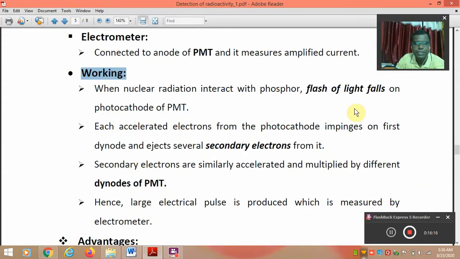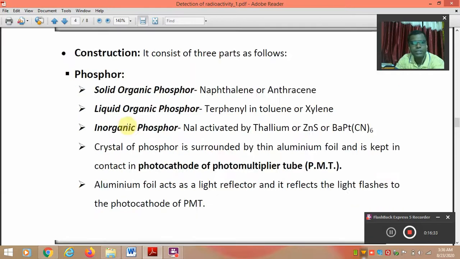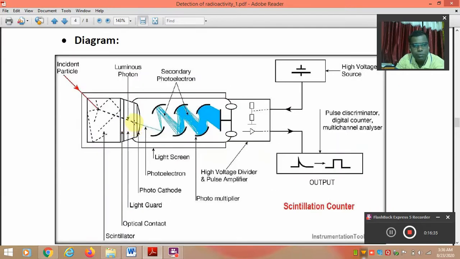There is an ejection of electrons, and each ejected electron from the photocathode will move towards the first diode, or impinges on the first diode and ejects a secondary or several secondary electrons. Suppose one electron gets ejected from the photocathode due to the flash of light which falls on the surface of the photocathode. This ejected electron will move towards the diode because it is subjected to a positive potential, and as soon as it falls on the surface of the diode, there is ejection of more electrons.